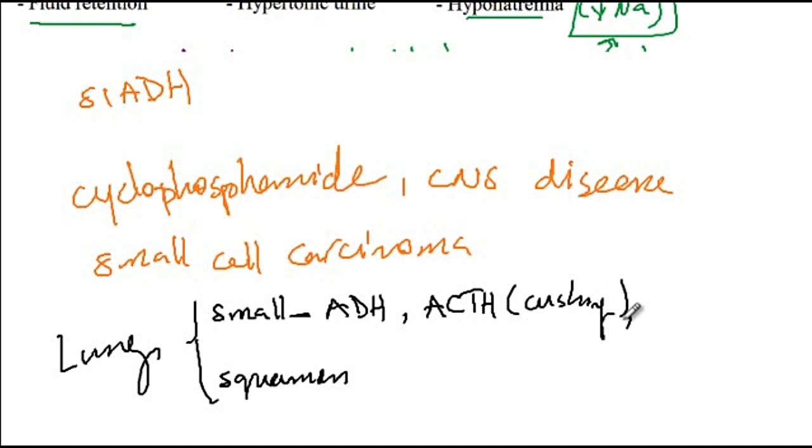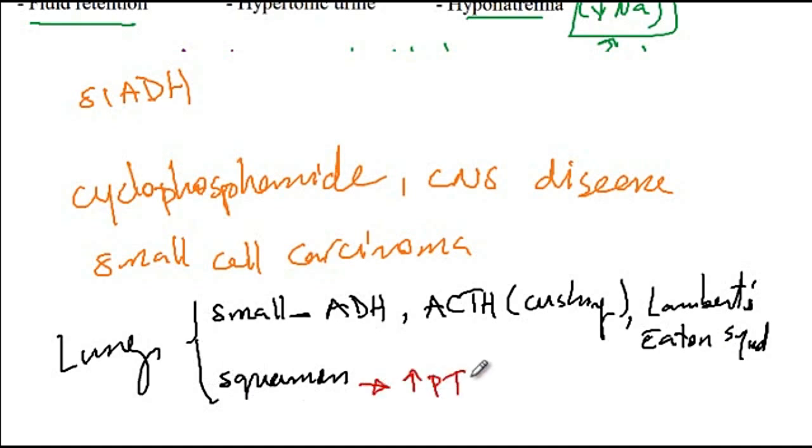And then it also produces antibodies against the presynaptic calcium channels in the neuromuscular junction. So therefore, patients can present with Lambert-Eaton syndrome, where these patients present with a muscle weakness that improves with repeated activity. And then the other paraneoplastic syndrome is from the squamous cell carcinoma of the lung, where there would be an elevated parathyroid hormone related peptide production, as a consequence of which patients present with hypercalcemia.